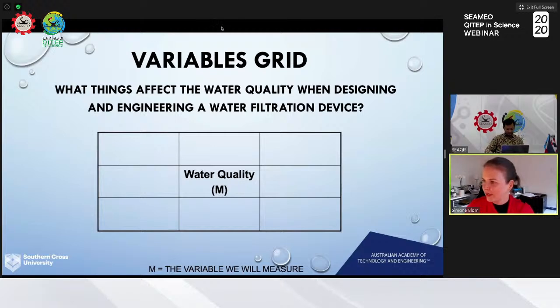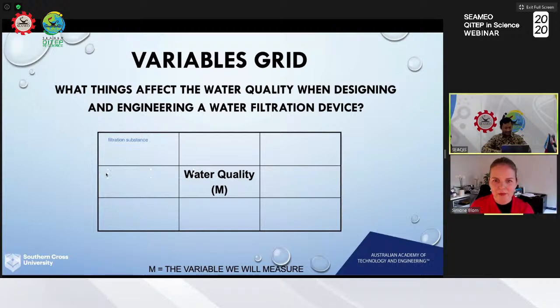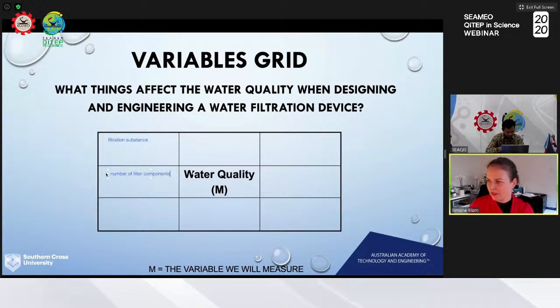So what you can do, as I was saying, with your annotate tool, in Zoom, which I assume most people use, is this. Filtration substance. So in a normal webinar, your participants or your students would be able to use the annotate tool, but because we've got the special webinar function, we can't do that, but that's okay. Yeah. So the number of filter components. Any other ones?